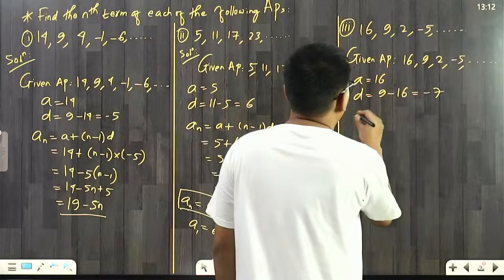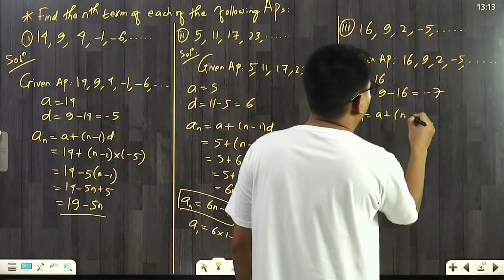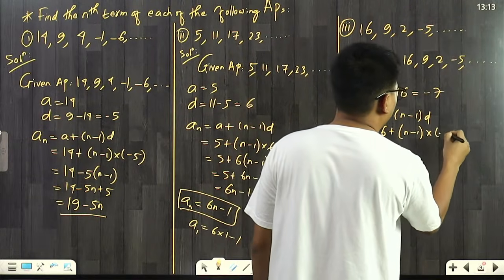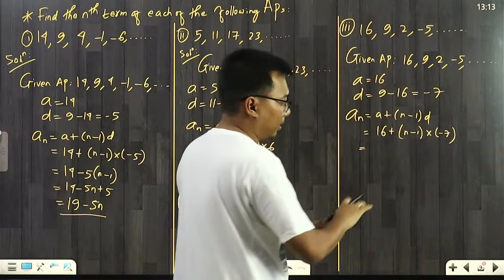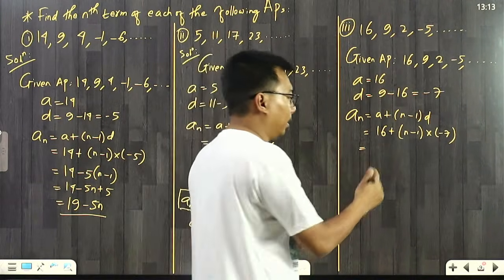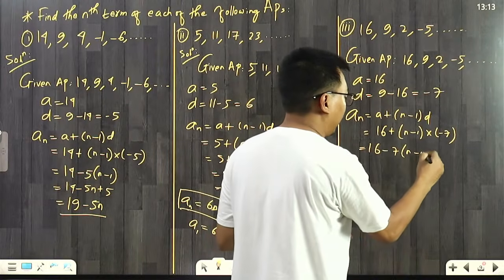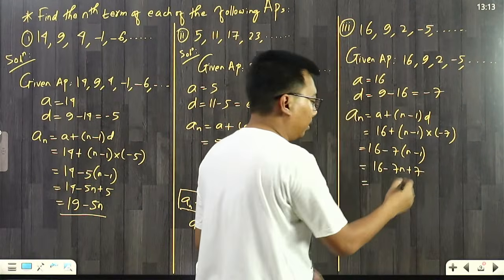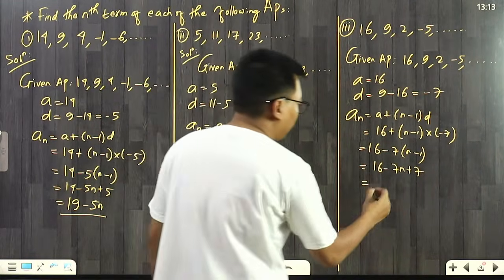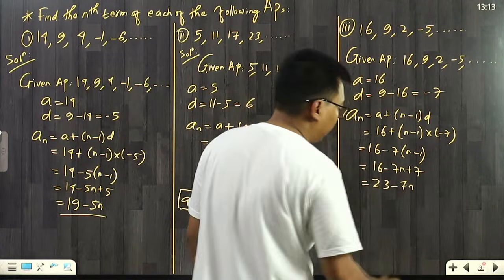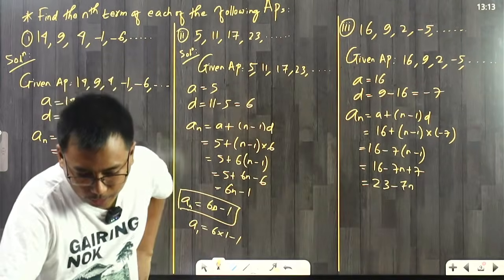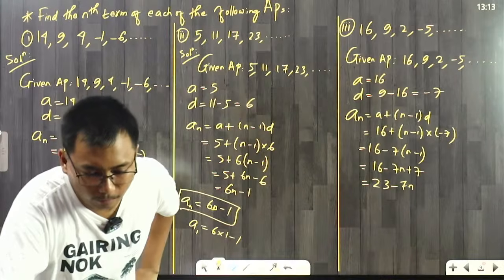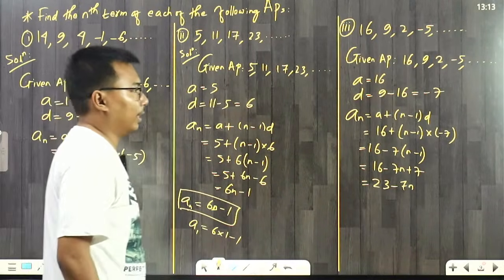So the nth term will be A plus n minus 1 D. A is 16, plus n minus 1 times D, which is minus 7. Plus into minus will be minus. So 16 minus 7 times n minus 1, so we'll get 16 minus 7n, and minus into minus will be plus. So 16 plus 7, how much is that? 23 minus 7n. Yes, so Rajiv and Anushri are right.